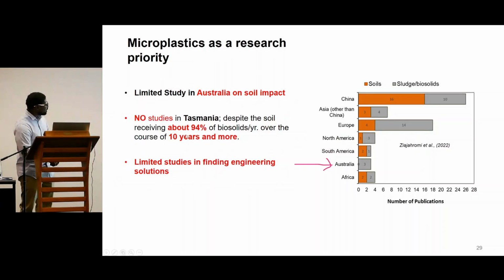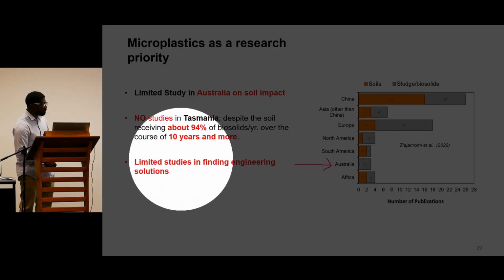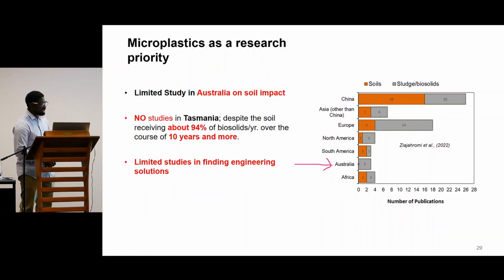And in Tasmania, the beautiful heart of Australia, there are no studies. So we don't know what is in the soil. We don't know what is happening. We don't know the extent of contamination. Regardless, the soil is receiving about 94% of the biosolids produced, and this 94% has been supplied on agricultural soil for the past 10 years. So we don't know how far they've migrated in the soil, or the impact they're having on the crops and stuff like that.